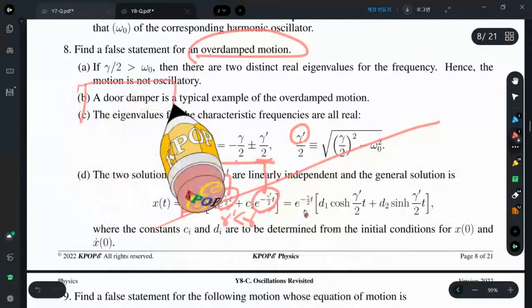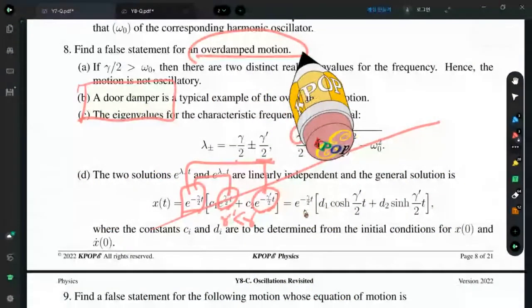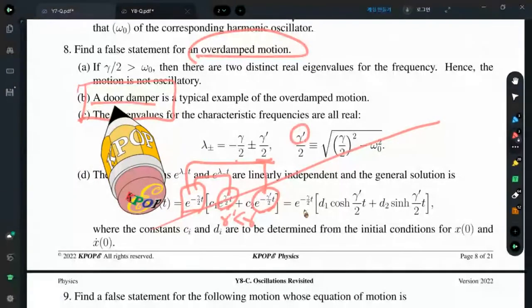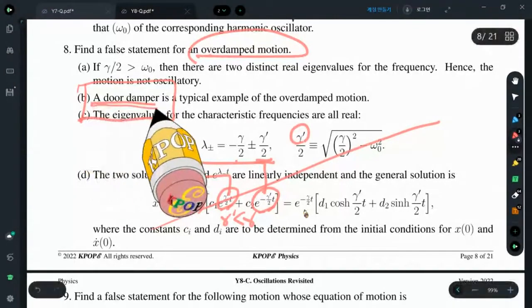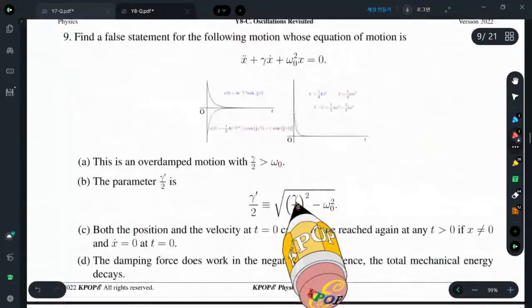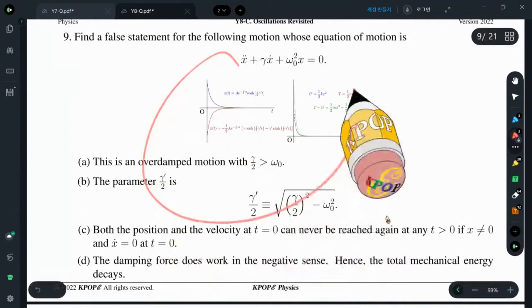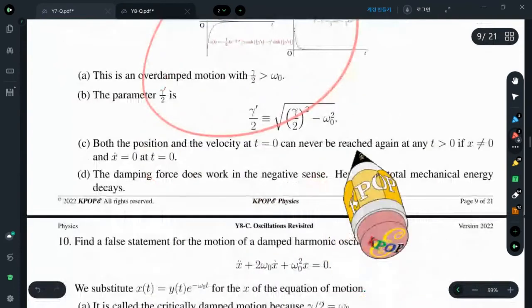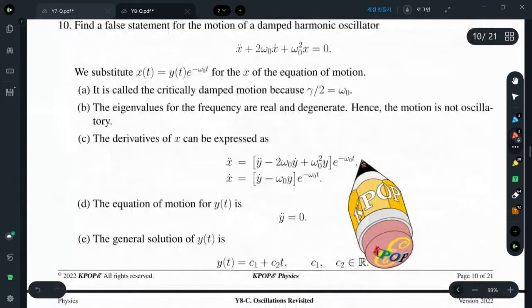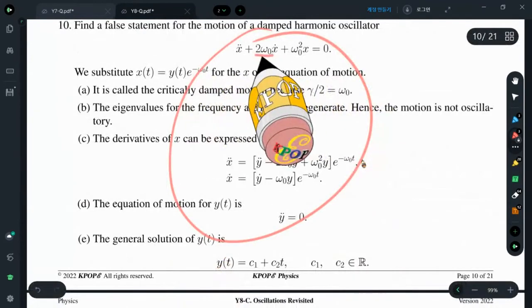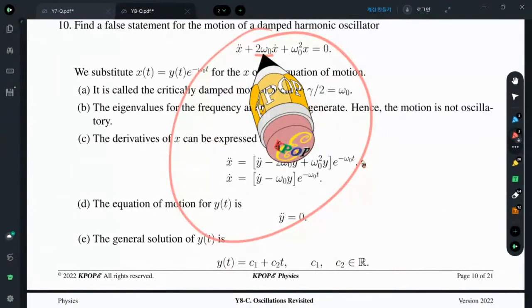A typical example of application of the over-damped motion is the door damper you usually use every day. Mathematically interesting, but we mostly never experience it. And a very strange case is when gamma is just 2 times omega 0.